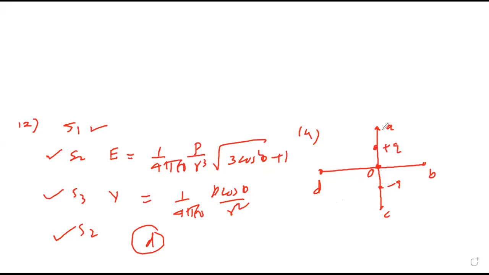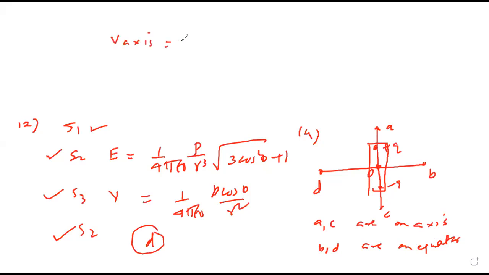Where are A and C, on the axis or on the equator of the electric dipole? This is the electric dipole. So where are A and C? On axis. And where are B and D? On equator. I gave you two conditions. Electric potential on axis is plus or minus 1 upon 4 pi epsilon naught, p upon r square, and on equator it is 0. Do you remember this?